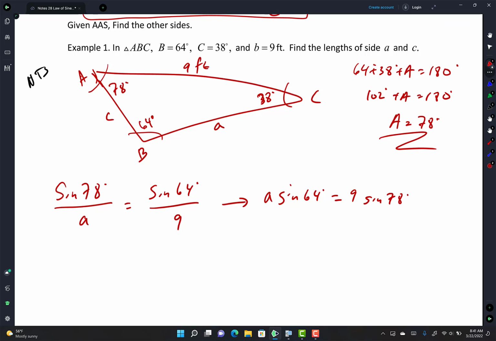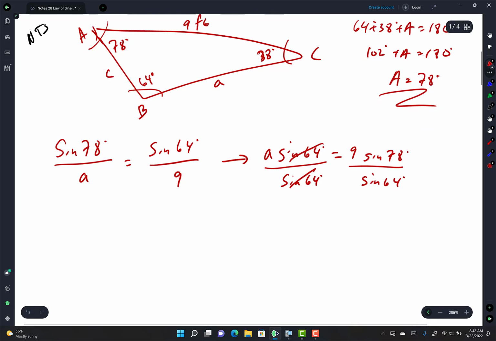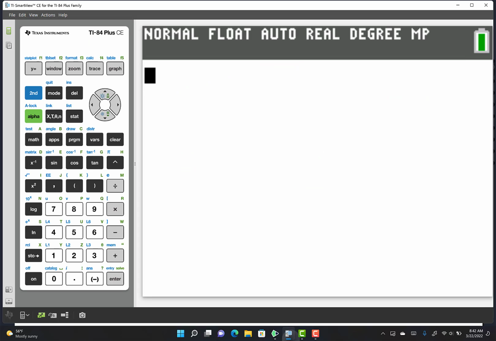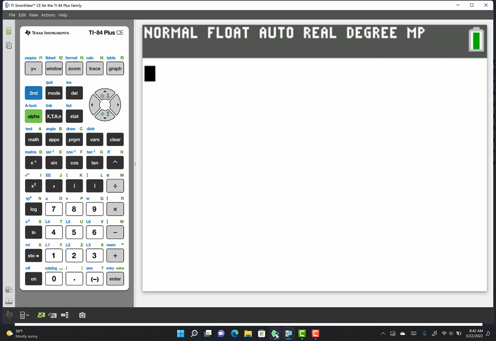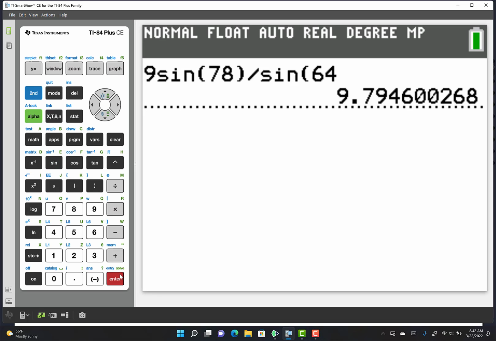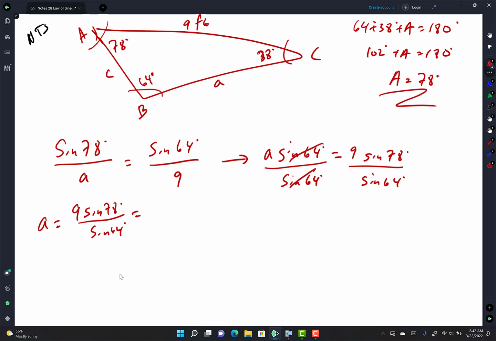And then how do I get little a by itself? We divide by sine 64, right? That's how you get little a by itself. So little a is equal to 9 sine 78 degrees divided by sine 64 degrees. Make sure your calculator is in degree mode. 9 sine 78 divided by sine 64. There it is, guys. 9.7946.